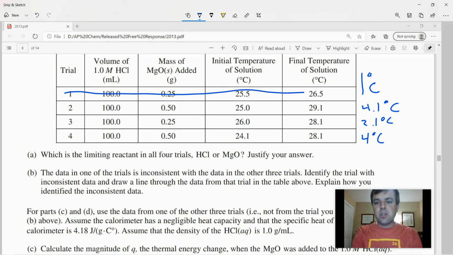So we're going to draw a line through trial 1 because it looks like typically for half a gram of magnesium oxide, you get a 4 degree temperature change. So for a quarter of a gram, you should get a 2 degree temperature change. And we only got a 1 degree temperature change. So that would be the one that is inconsistent with the results.